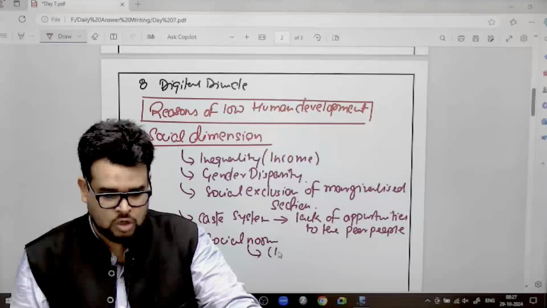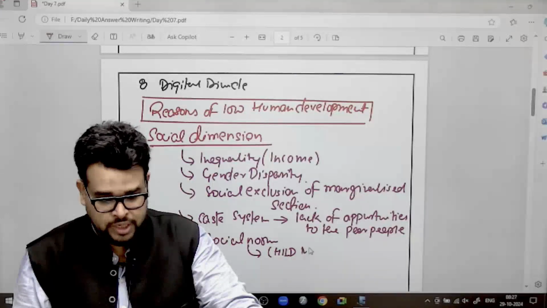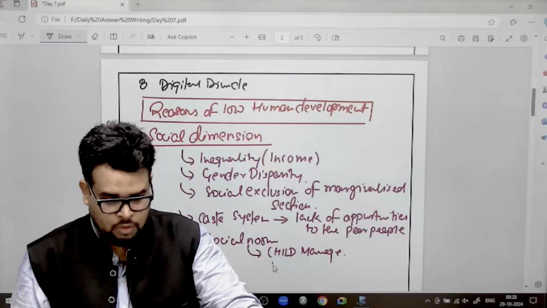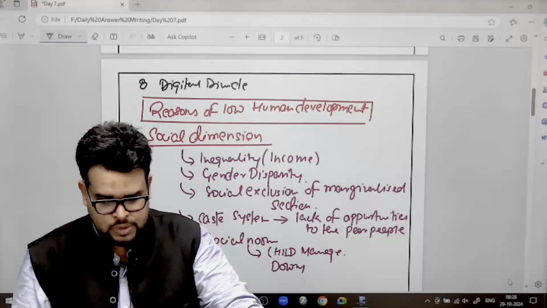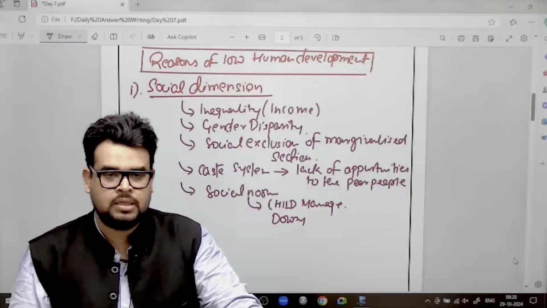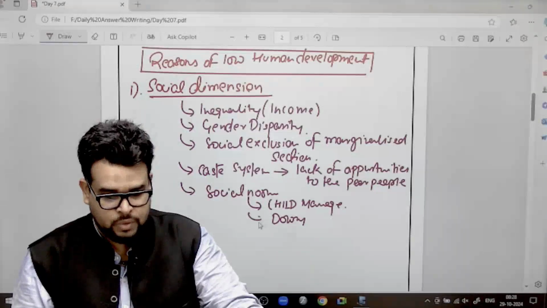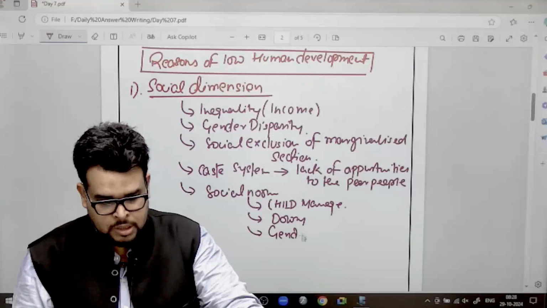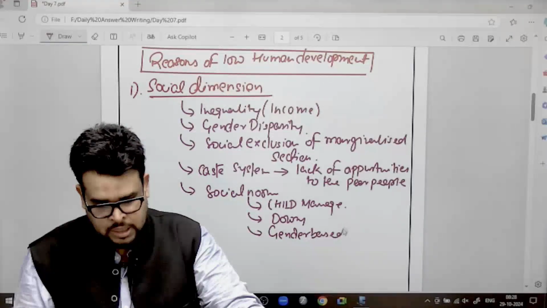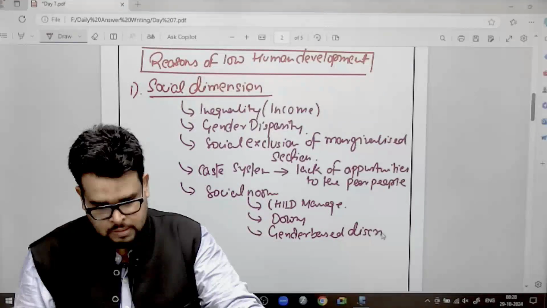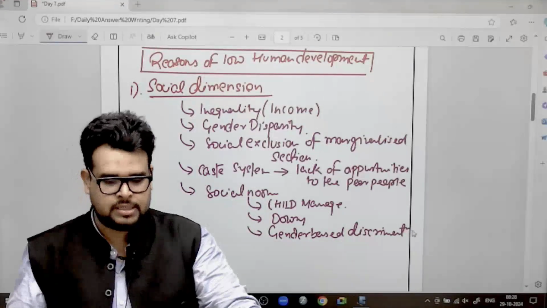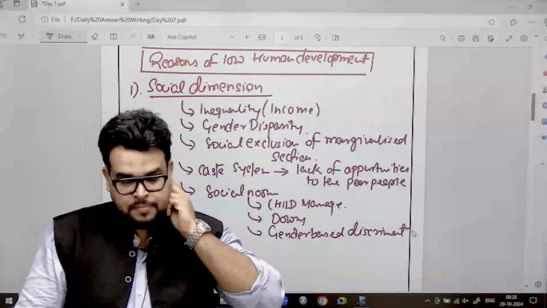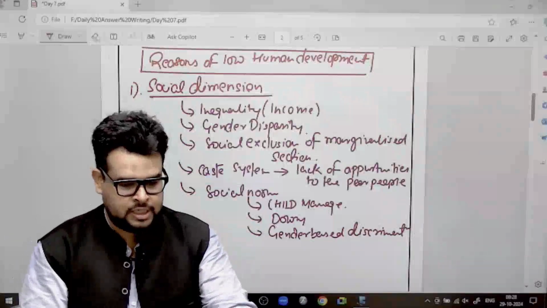What is this social norm? You can talk about child marriage over here. Then you can talk about dowry as one of the reasons, because that is why female infanticide is going to happen. Then you can also write gender-based discrimination. Is it okay? So the majority of the points have been covered in the social dimension. Still it is not complete.